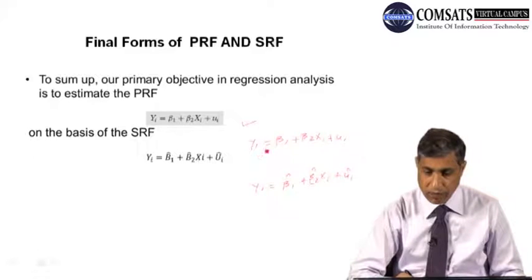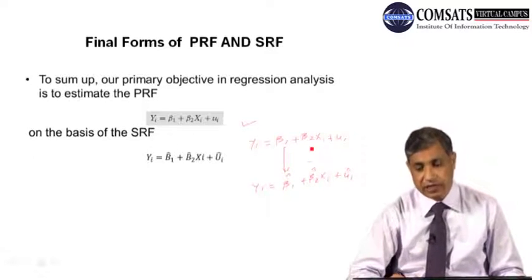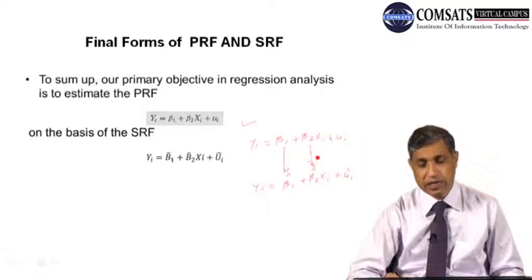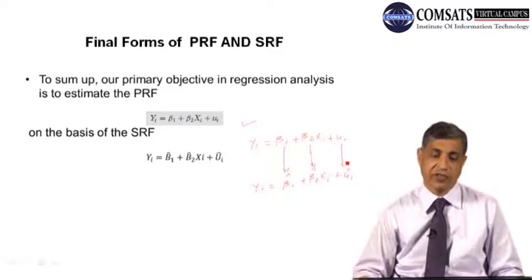Now I would like to combine this. Beta 1 hat is representative of this, beta 2 hat is representative of this, and these are representative of each other.